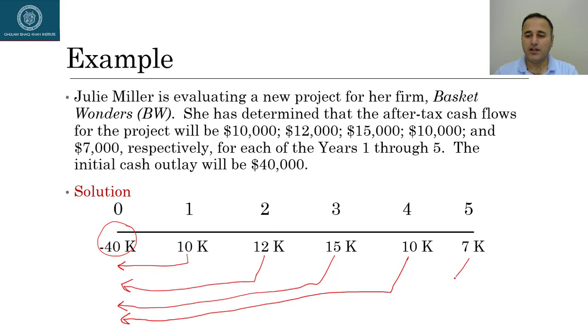And then finally, I will discount the $7,000 as well. The rate that we will be using is given. Management already knows that, based on the riskiness of this project, they will expect a certain rate of return. That rate of return is called the required rate of return, because this is what the management requires.